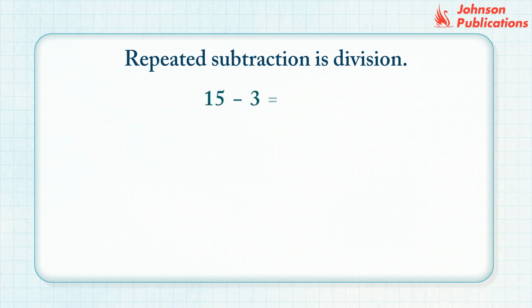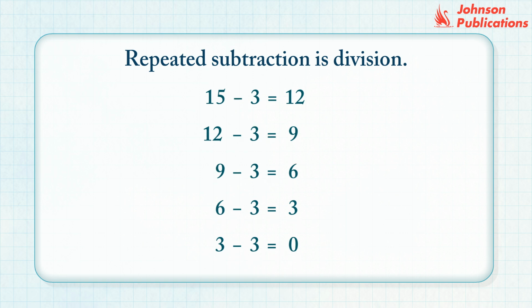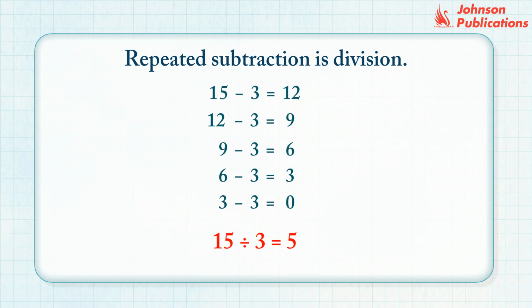15 minus 3 is equal to 12. 12 minus 3 is equal to 9. 9 minus 3 is equal to 6. 6 minus 3 is equal to 3. 3 minus 3 is equal to 0. Here, repeated subtraction has been done 5 times. Thus, 15 divided by 3 is equal to 5.